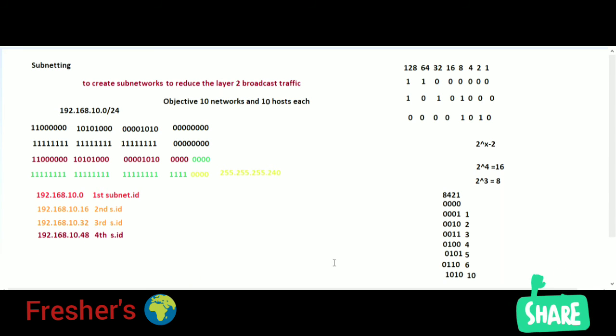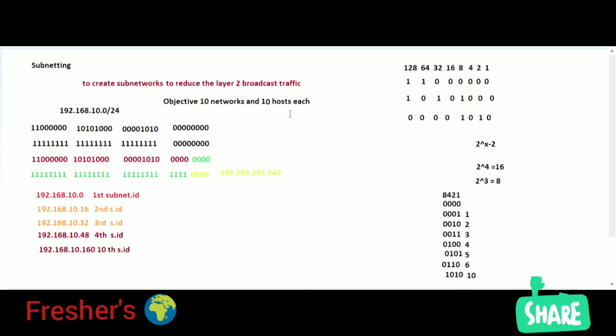Let's go to the 10th subnet ID. The combination is 1010, so the first bit value is 128 and the third bit value is 32. 128 plus 32 is 160. So the 10th subnet ID is 192.168.10.160. Okay, we got the subnet IDs.